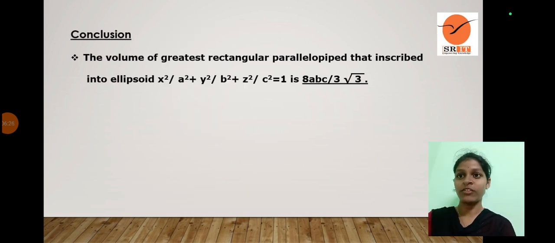Conclusion. The volume of the greatest rectangular parallelepiped that is inscribed in the ellipsoid x square by a square plus y square by b square plus z square by c square equals 1 is 8abc by 3 root 3.